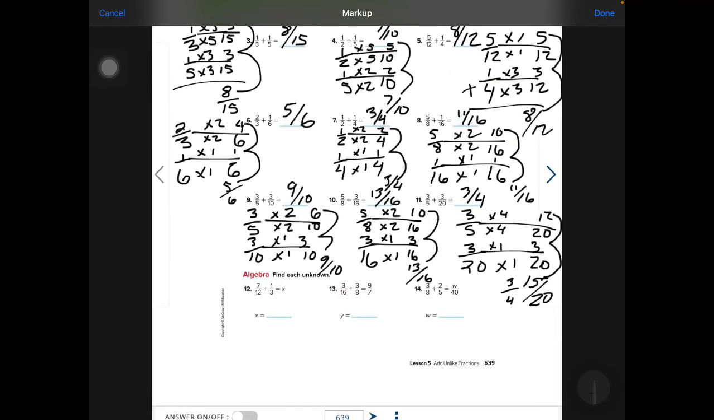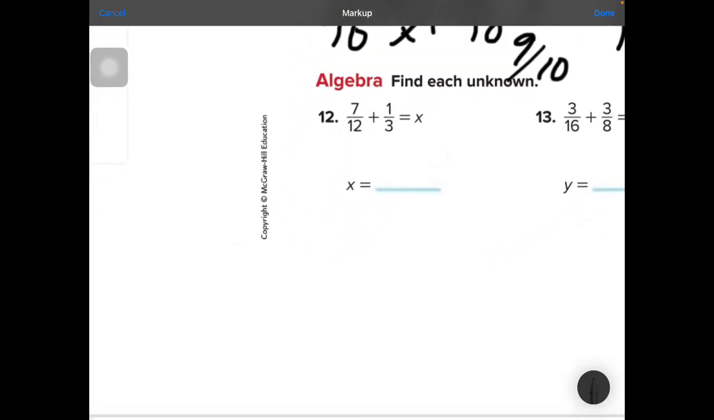What a messy page. Must be having lots of fun with math. Okay, they're wanting us to find the unknown, which is x, and it looks just like what we've been doing the whole page, doesn't it?